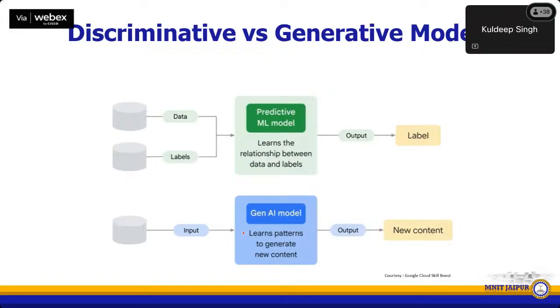So, a simple depiction: a predictive or discriminative model learns the relationship between the data and the label. Given data, given label during the training process, the model is trained. It's a predictive ML model, and then it gives you the output as a label of that data. However, in the case of a generative AI model, it learns the pattern to generate new content. It learns the distribution of the input data to generate the new content.